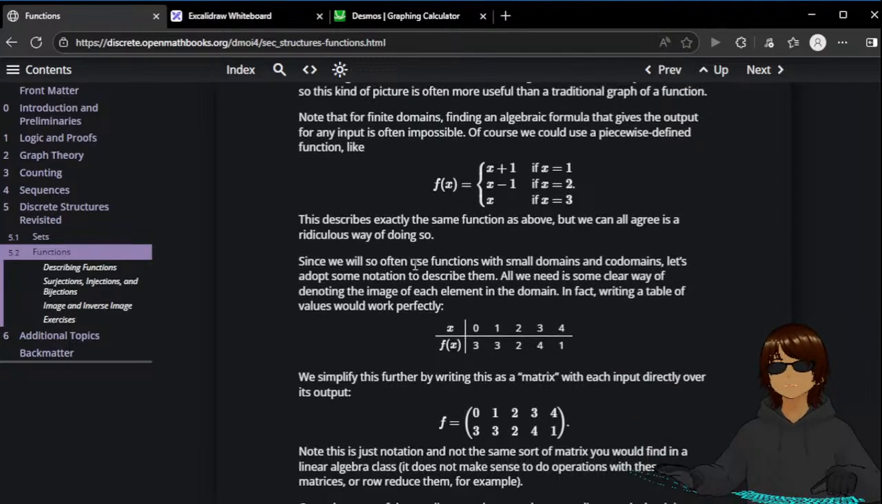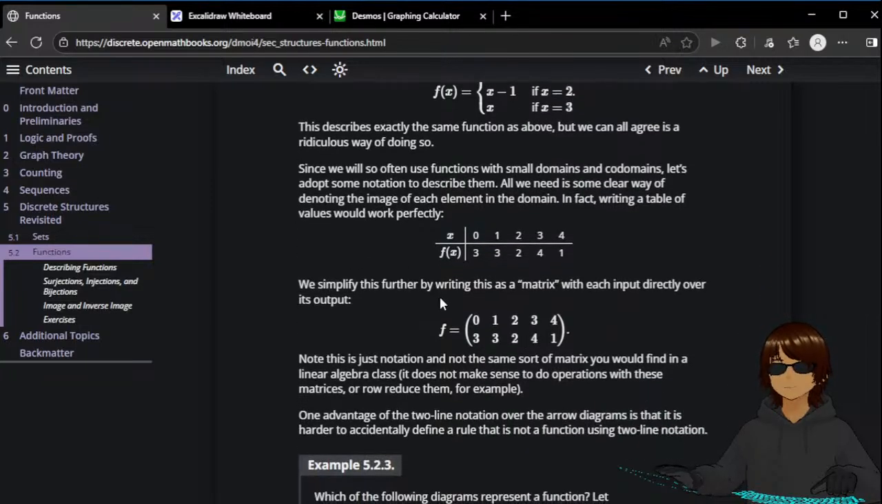Since we will often use functions with a small domain and codomain, let's adopt some notation to describe them. All we need is some clear way of denoting the image of each element in the domain. In fact, writing a table of values would work perfectly: inputs 0, 1, 2, 3, 4, and outputs 3, 3, 2, 4, 1.